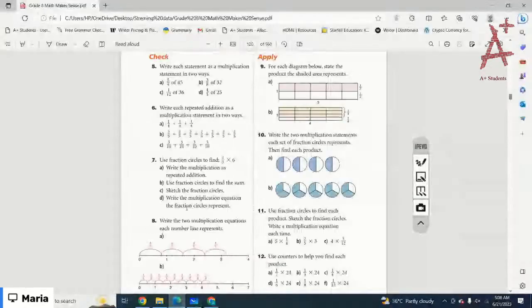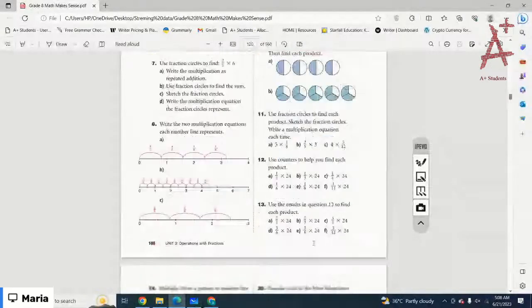Okay, look at question number 8. Write the two multiplication equations each number line represents. So you are given the number line, and you have to write it as two multiplication equations that each number line represents. Got it? So let's look at question number 8a.